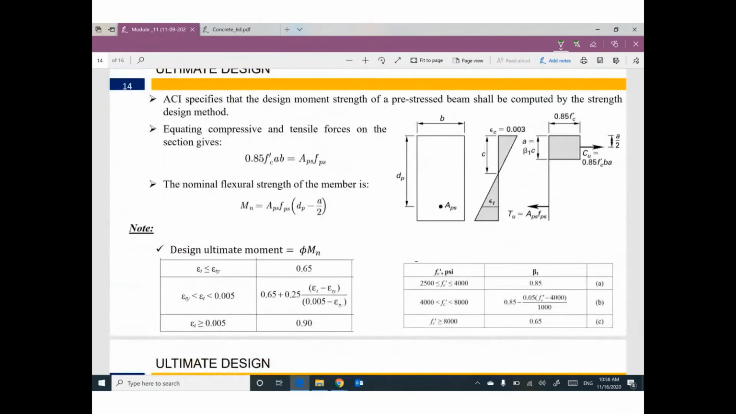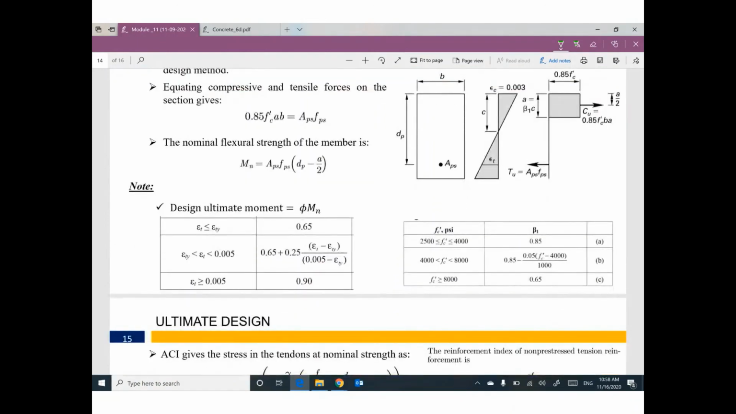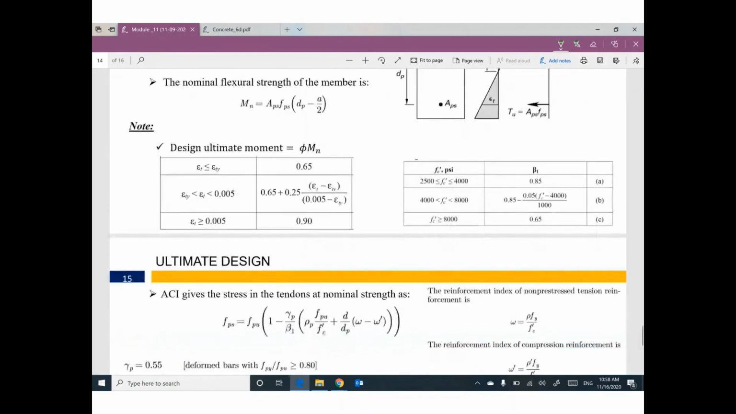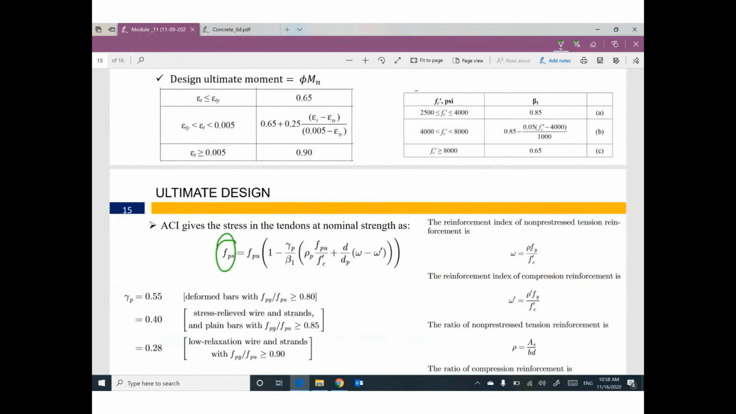One more part will be covered next meeting. What is the ultimate design of a cross-section or a pre-stressed cross-section? It's a piece of cake. We covered this before. It will be very easy, nothing new except how to calculate FBS.